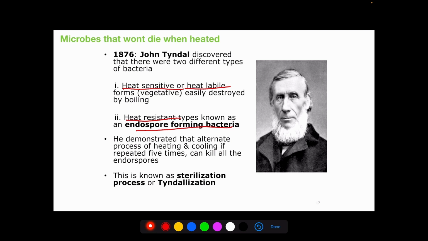Now, he demonstrated that alternate processes of heating and cooling, if repeated 5 times, can kill all endospores. And so the term tyndallization is the same as sterilization, and is the process of rendering all surfaces and also instruments or materials safe from microorganisms, including the bacterial endospore.